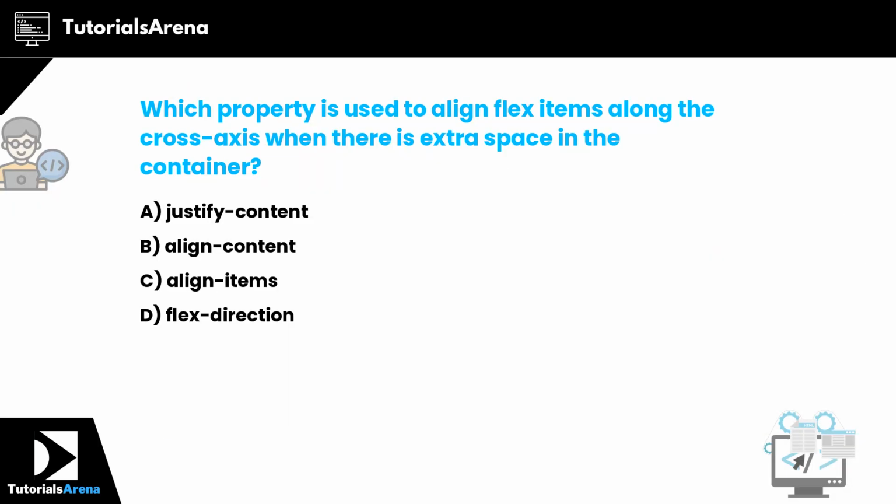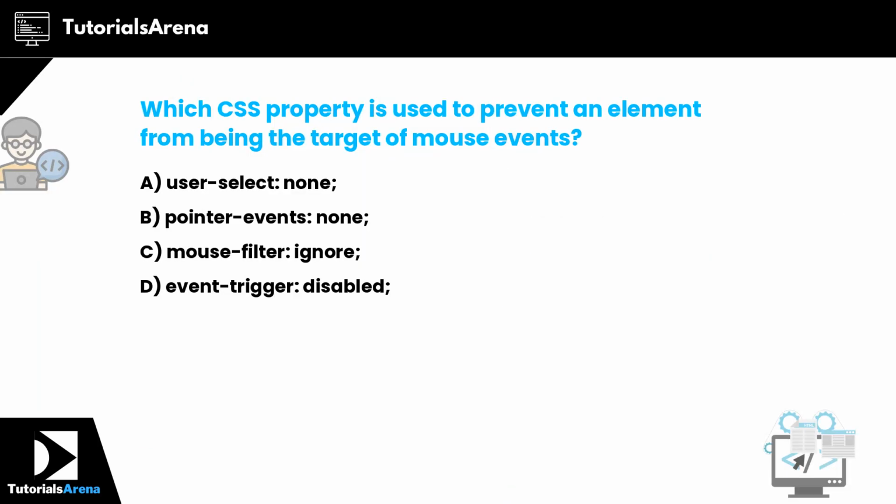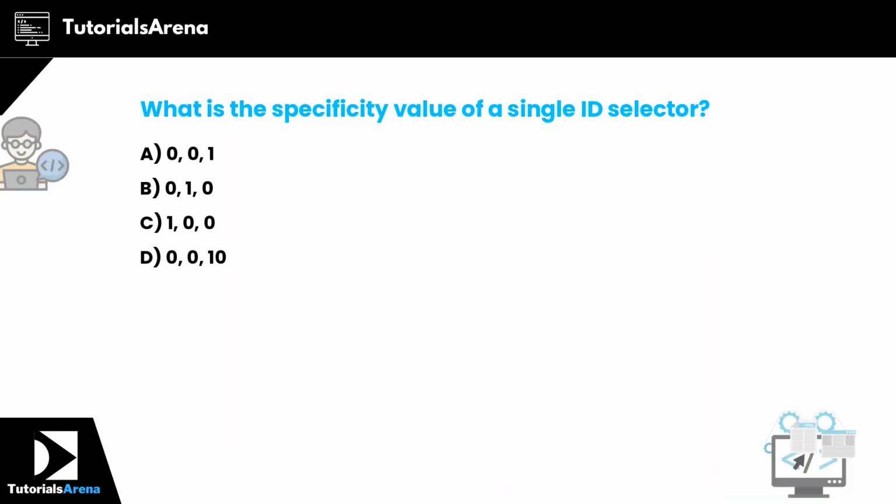Which property is used to align flex items along the cross-axis when there is extra space in the container? The correct answer is option C, align-items. Which CSS property is used to prevent an element from being the target of mouse events? The correct answer is option B, pointer-events: none. What is the specificity value of a single ID selector? The correct answer is option C, 1,0,0.